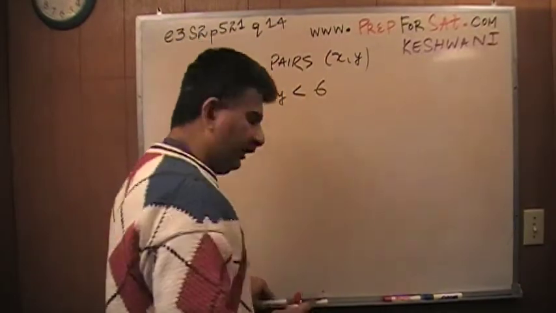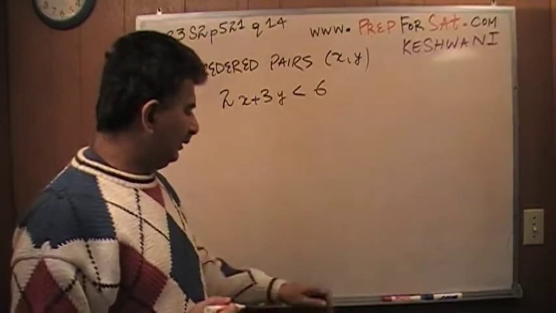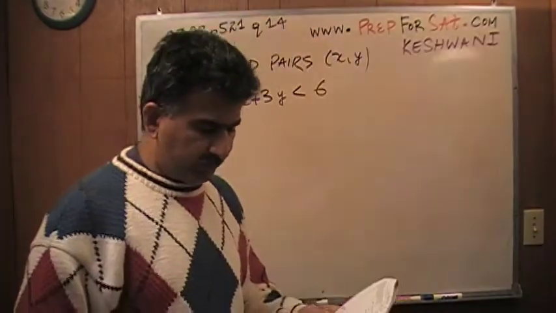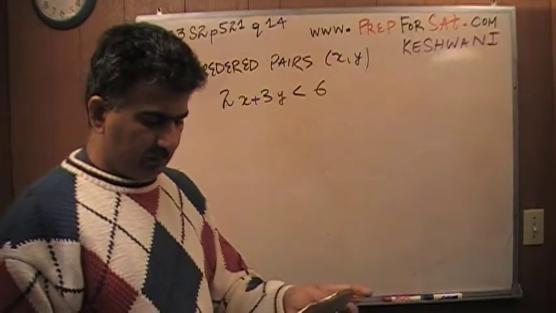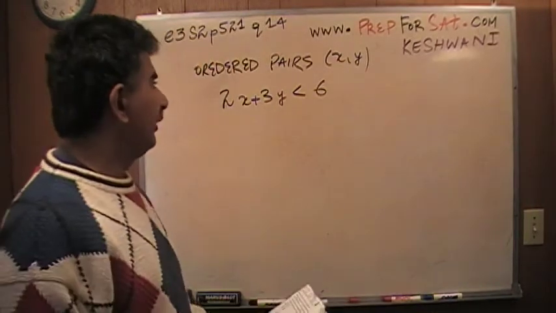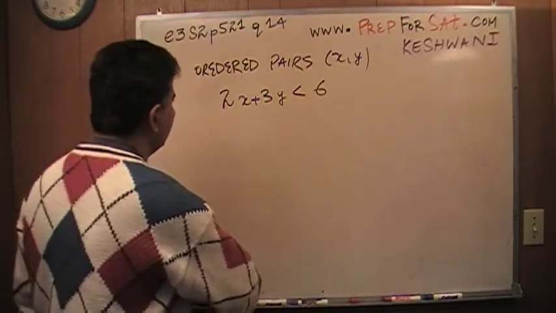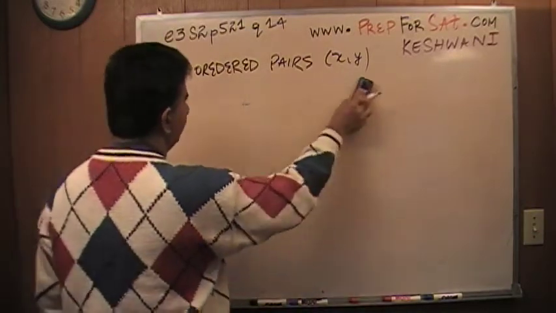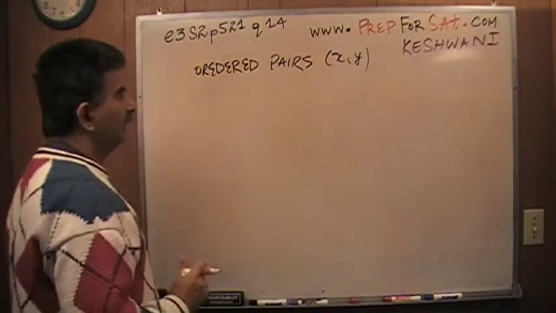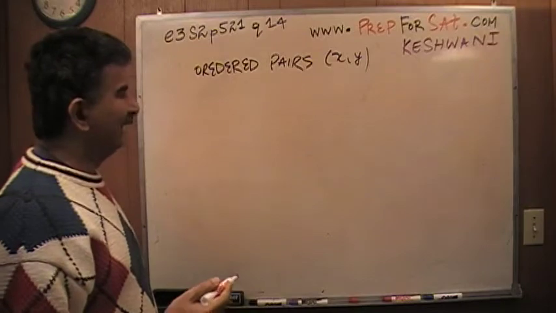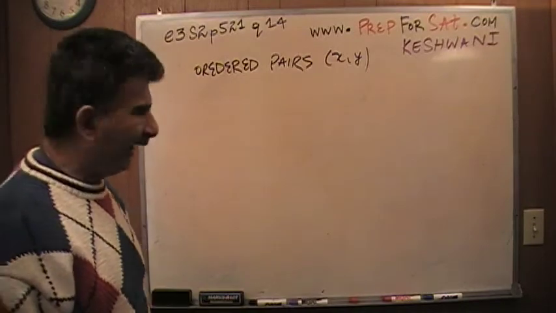Let me first talk about what an ordered pair means. An ordered pair is basically the coordinates of a point. For example, let me erase this for a second. Let's say you're told that we are looking for positive integers for x, and they have to be less than or equal to 5.